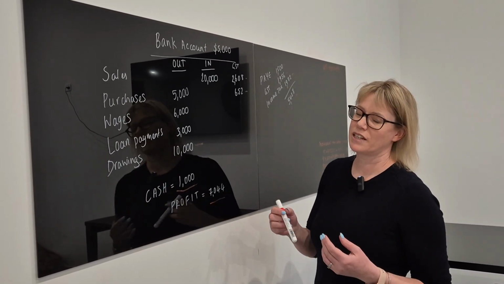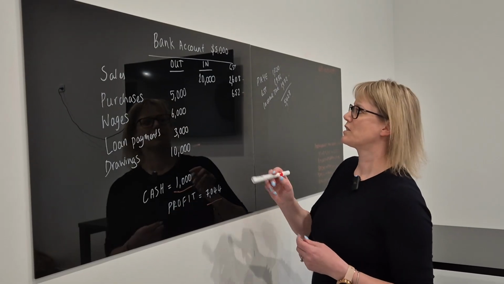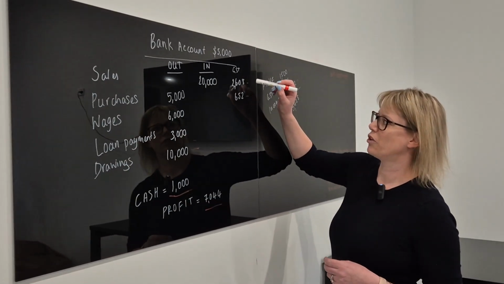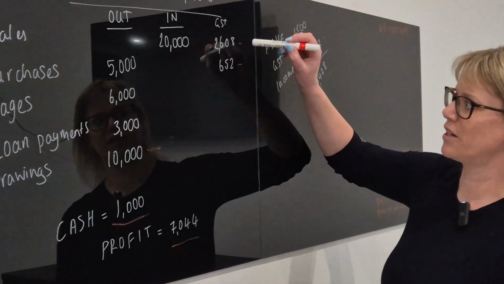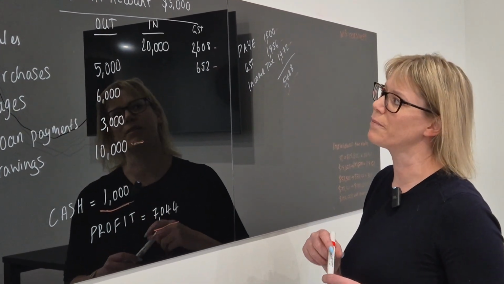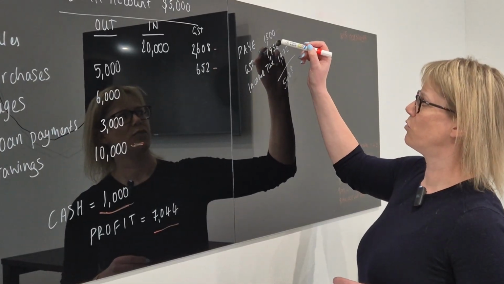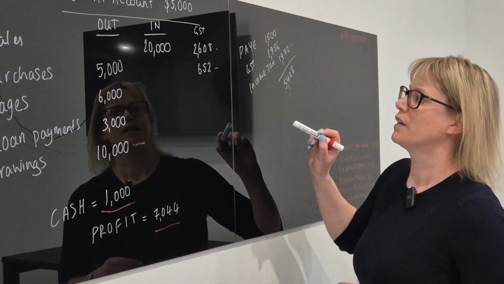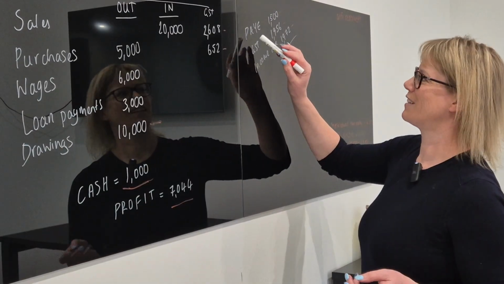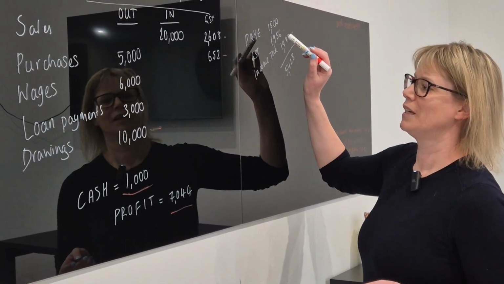So what we haven't taken into account is the tax that you need to pay in that. So we'll start with GST. We've got the GST on the sales and the GST on the purchases, which are the only things that have GST in this scenario. So we take the purchases off the sales and we've got GST of 1956. Then the wages, so let's just say that it's $1,500 PAYE that you need to pay.